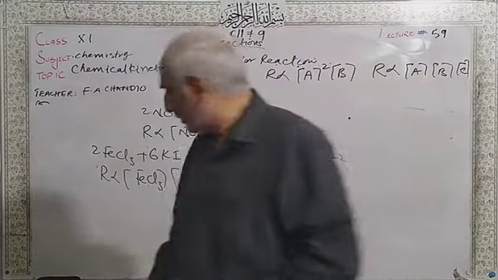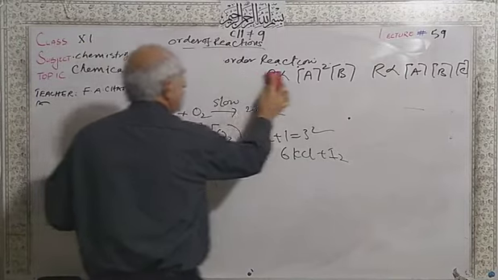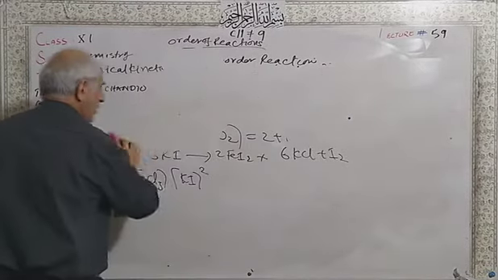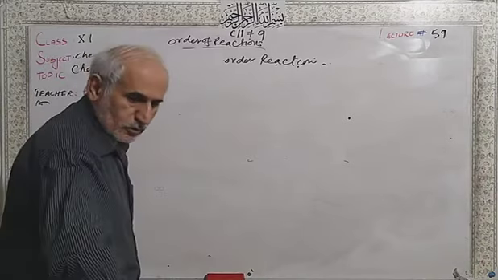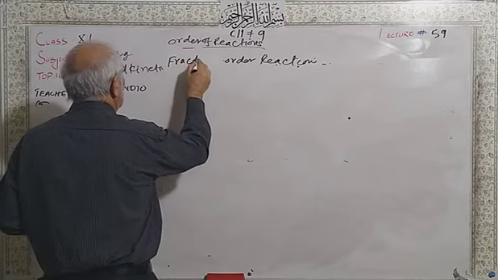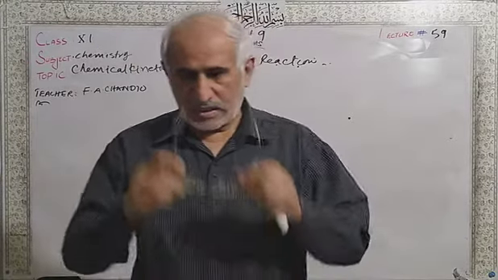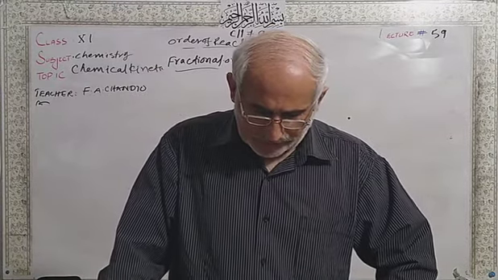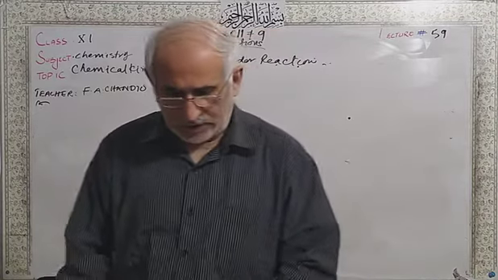Then there is another one, fractional order. Fractional order means 0.5 like this. The reaction for which the sum of exponents in the rate is a fraction, we call fractional order like this.